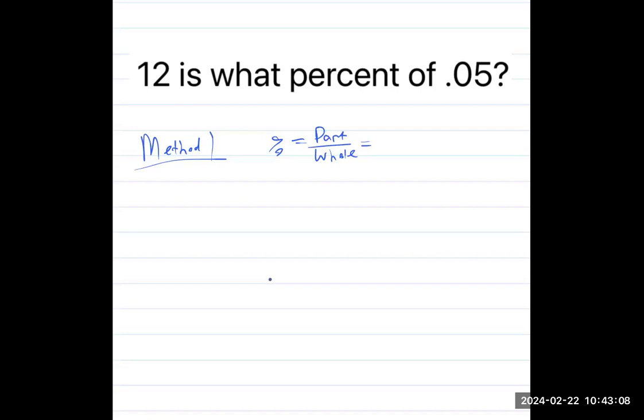But the reason it's the part is because a percent is a part by definition. So 12 is some percent. 12 is the part. So 12 over 0.05. Throw that into the calculator, and we're getting 240.